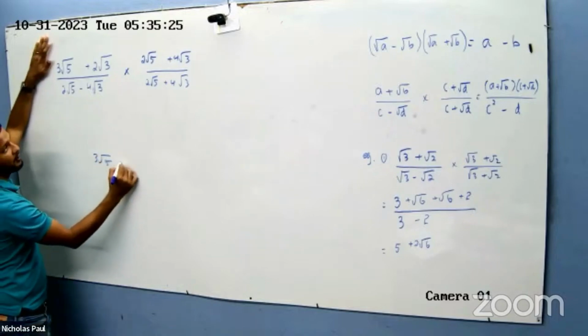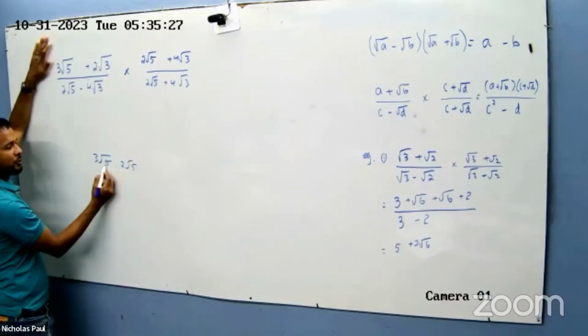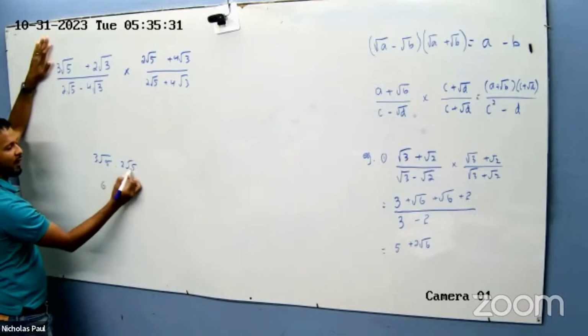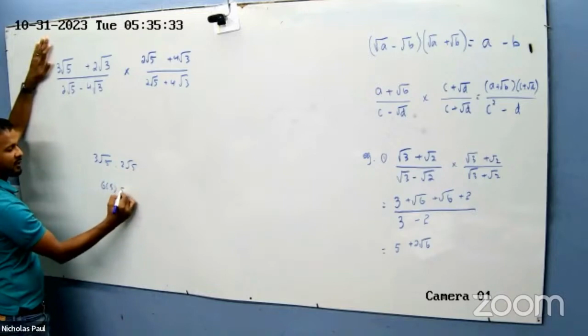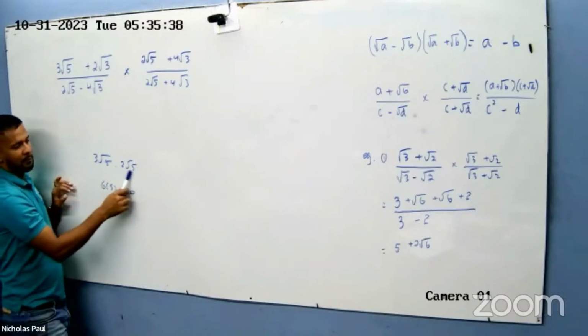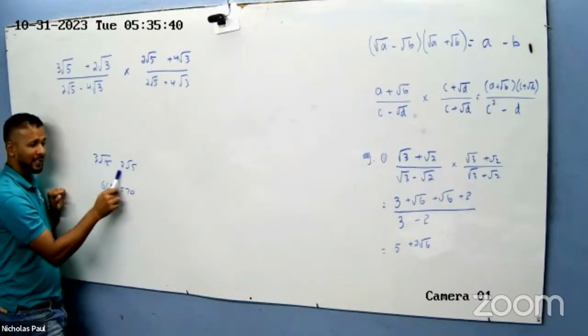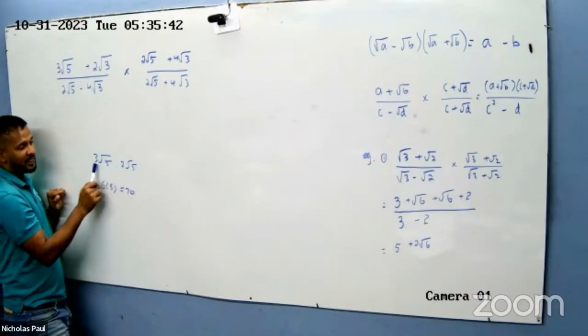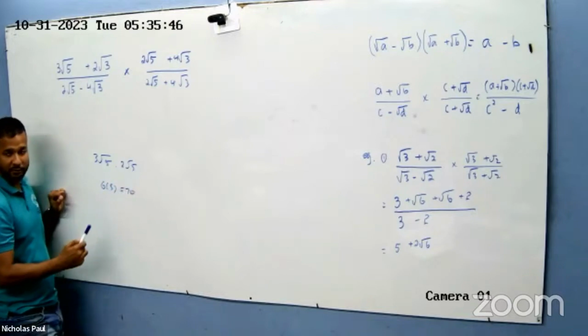If you're multiplying 3 root 5 by 2 root 5, 3 by 2 is 6, root 5 by root 5 is 5, so the answer is 30. So when you're multiplying something like this, don't multiply 3 by this and 3 by this. This is 3 by 2, which is 6, root 5 by root 5, which is 5.